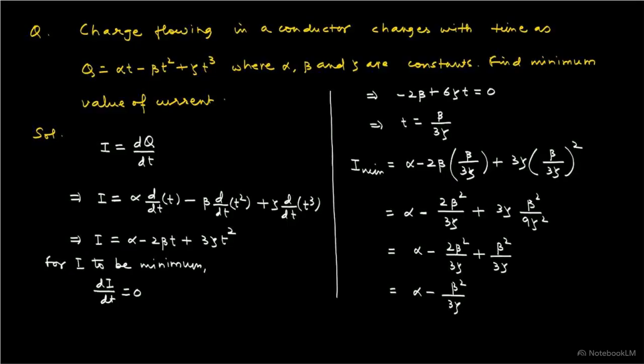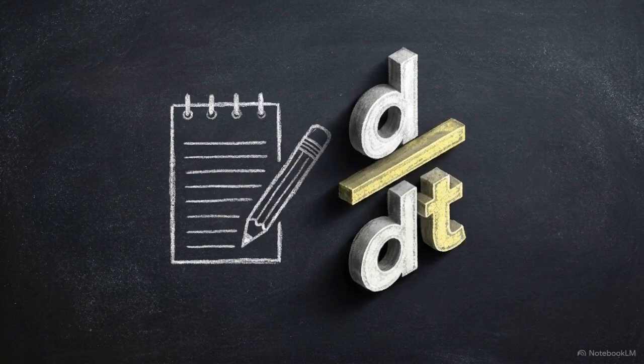Moving to a calculus optimization problem, we have a scenario where charge flow follows a given cubic equation over time. Our objective is calculating the minimum current value. Pause the video for a moment. Use your derivative rules to find the equation for current.